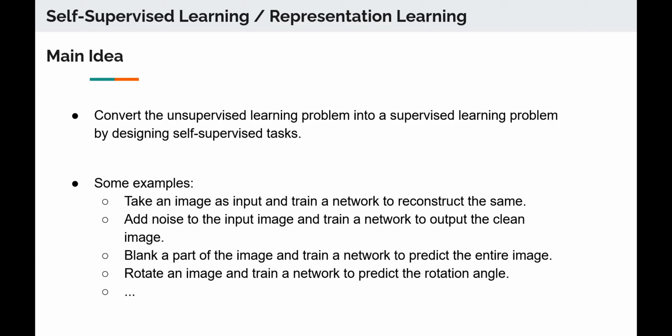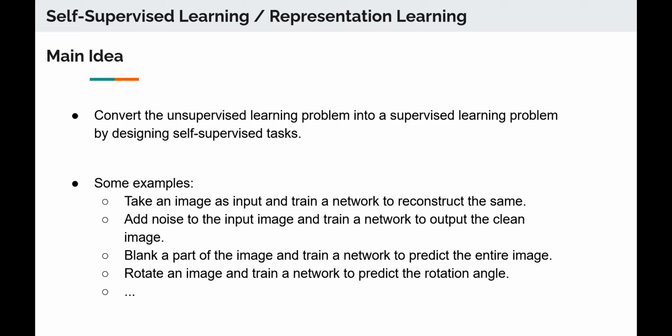Or we can add noise to the input image. Now the input is a noisy image, and we can ask the network to output the clean image. So we have designed a denoising task, again, without access to explicit labels from outside. Or we can blank a part of the image. We select a certain area of the image, set all the pixel values to 0, and now the network has to, based on the other pixel values, predict the whole image. This is known as an in-painting task. Again, this is an example of a self-supervised task.